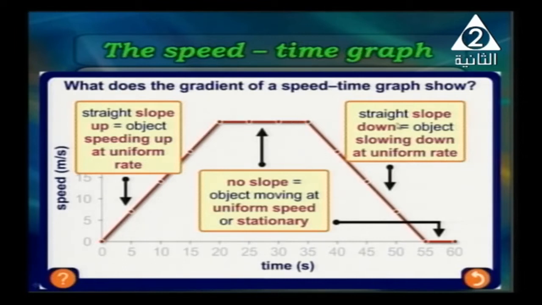And the last part here, we have a straight slope down. It means the object is slowing down at a uniform rate. What's meant by this? It means deceleration. And the last one here, no slope, the object is at 0 speed, so it is a body at rest. Because we have 0 meters per second, it stops during time. At 55 seconds and 60 seconds, this car doesn't move. This car was stopped.